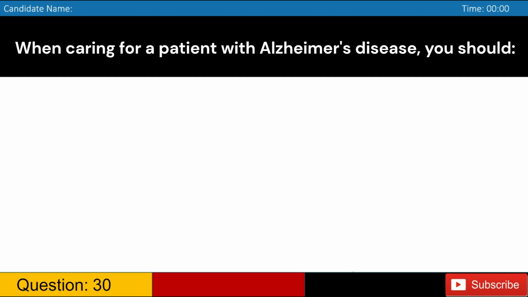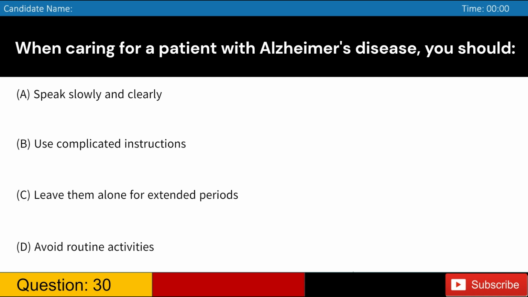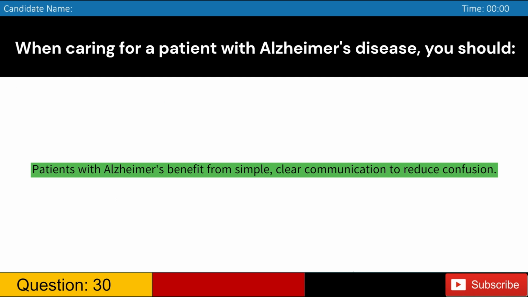When caring for a patient with Alzheimer's disease, you should: A. Speak slowly and clearly. B. Use complicated instructions. C. Leave them alone for extended periods. D. Avoid routine activities. Answer A. Patients with Alzheimer's benefit from simple, clear communication to reduce confusion.